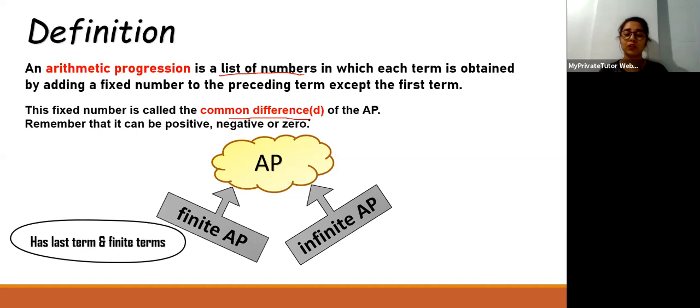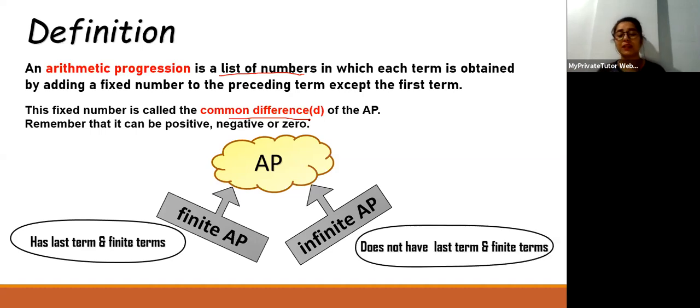Okay, but if you talk about infinite AP, it does not have a last term and does not have finite terms. Like if you talk about 1, 2, 3 and then dot dot dot, that means till infinite numbers, as many numbers as you can. So it doesn't have any last term. It doesn't have any finite list of terms.